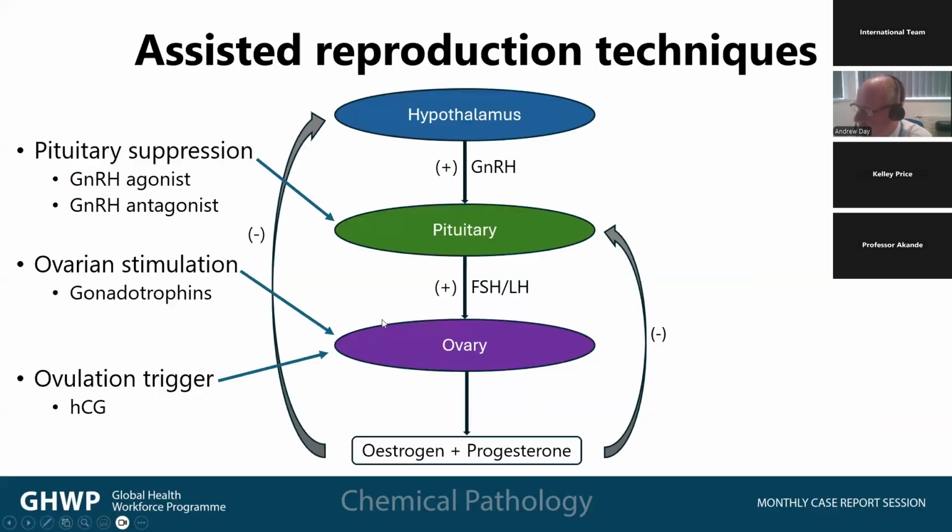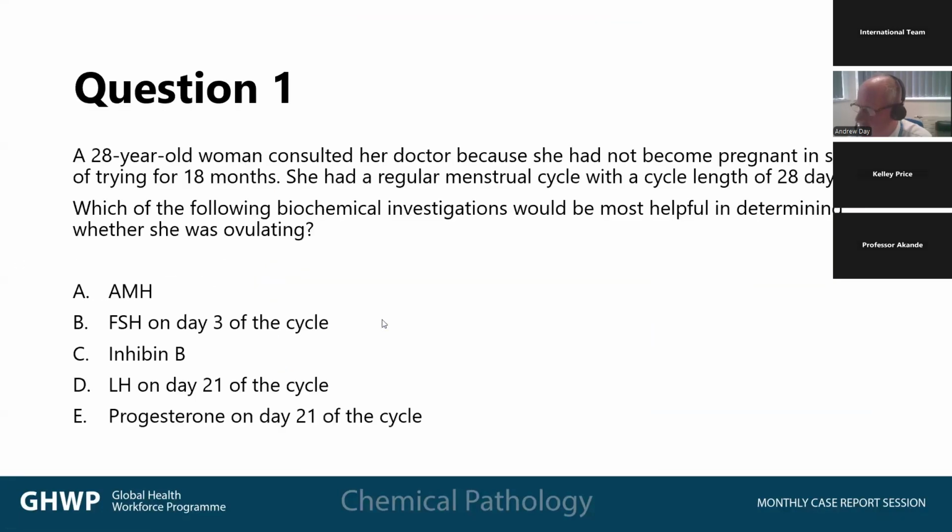So I'm just going to move forward slightly and put up the poll as well. I think that everybody can see my question now in its entirety and the poll screen. So I'll just give you the clinical scenario, which doesn't appear on the poll. This is a 28-year-old woman who consulted her doctor because she had not become pregnant in spite of trying for 18 months. She had a regular menstrual cycle with a cycle length of 28 days. Which of the following biochemical investigations would be most helpful in determining whether she was ovulating?